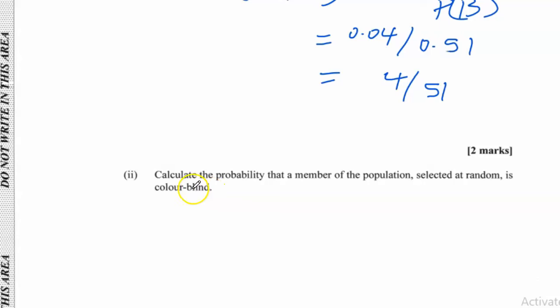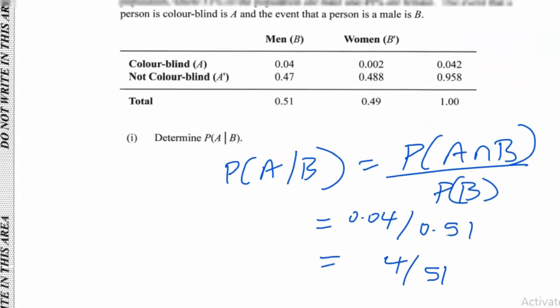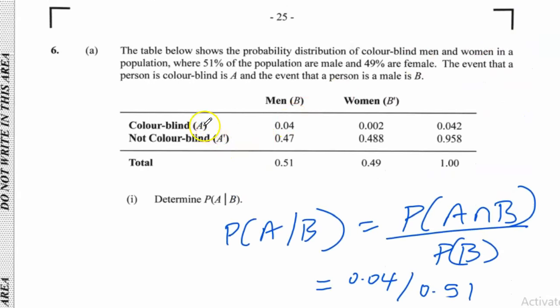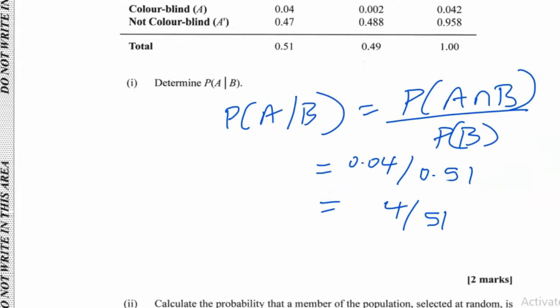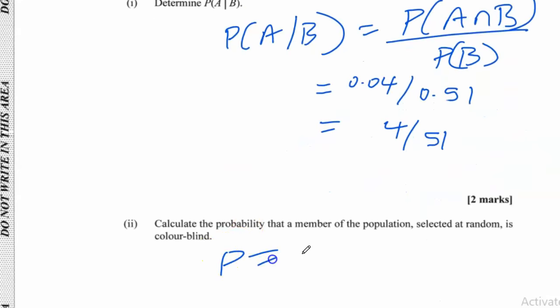Next, calculate the probability that a member of the population selected at random is colorblind. So let's go back to the table. Colorblind is in this top row here, 0.042. So this is just 0.04, oh my, 0.042.